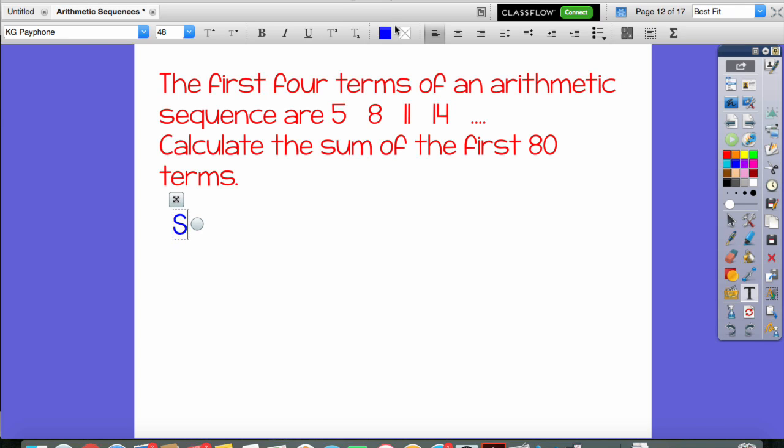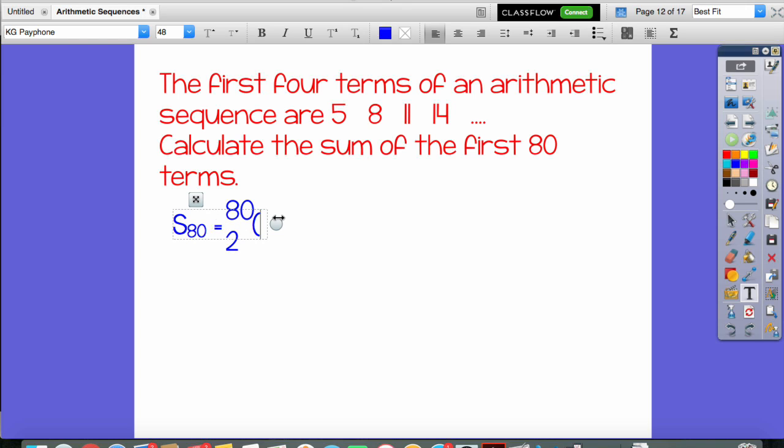Okay, so we know that if we're calculating the sum of the first 80 terms, we know n is 80. And in this case, hopefully you recognize that the first formula would actually be a little bit easier to use to solve for this, because one, we know our number of terms, which is 80. So it's going to be n divided by 2.